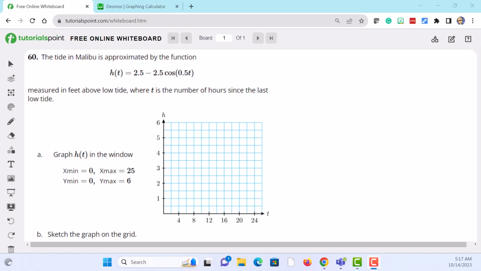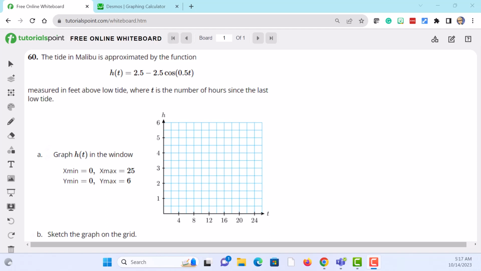In this video, we'll be using the circular function h of t is equal to 2.5 minus 2.5 cosine of 0.5t to model the tide in Malibu measured in feet above low tide, where t is the number of hours since the last low tide.